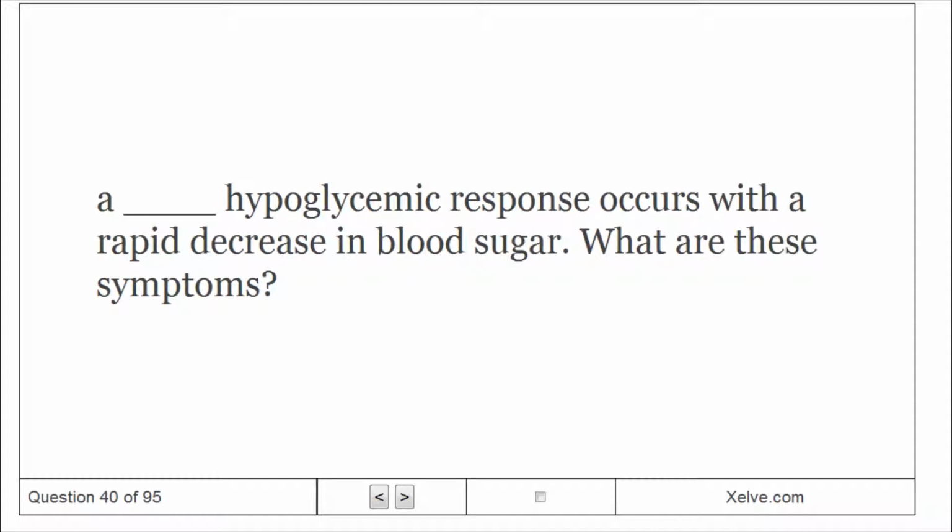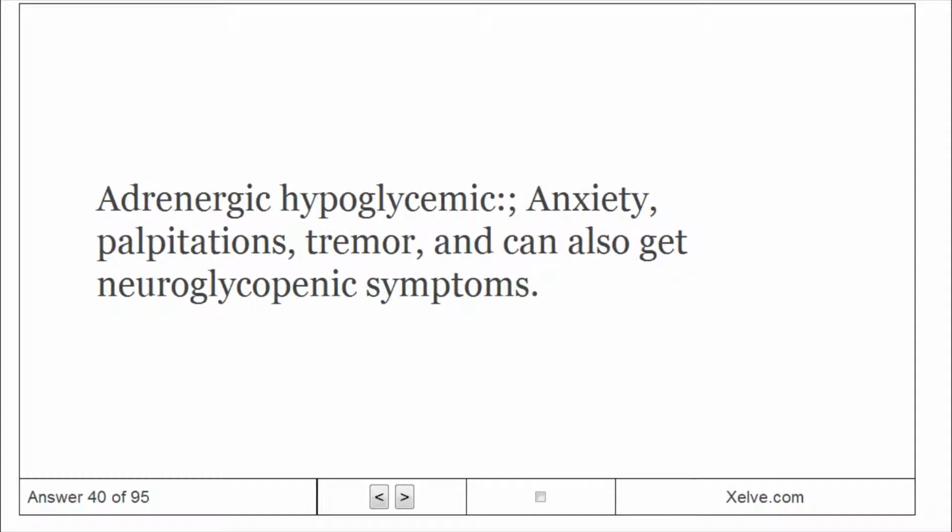A blank hypoglycemic response occurs with a rapid decrease in blood sugar. What are these symptoms? Adrenergic hypoglycemic response: anxiety, palpitations, tremor, and you can also get neuroglycopenic symptoms.